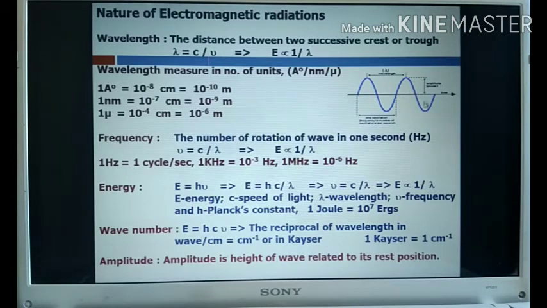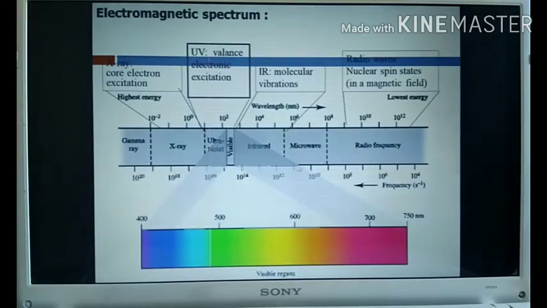Amplitude is nothing but the height of the wave relative to its rest position. Now this is the wave, this is its rest position, and this height of the wave is nothing but the amplitude, which is also called power. So this is the amplitude of the wave. These are some important terms which we have to study in UV visible spectroscopy or electronic spectroscopy.